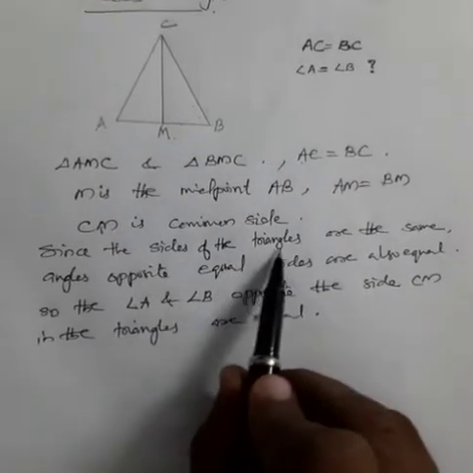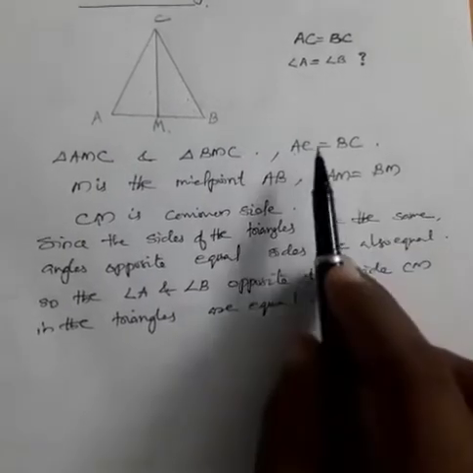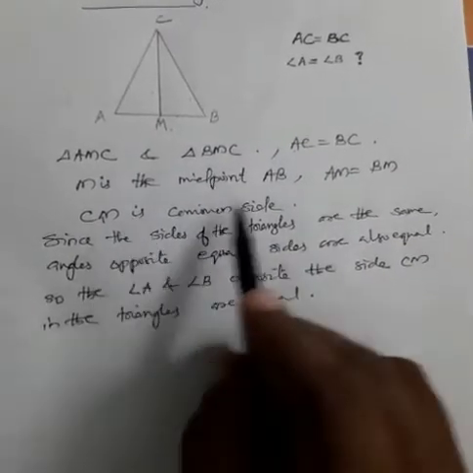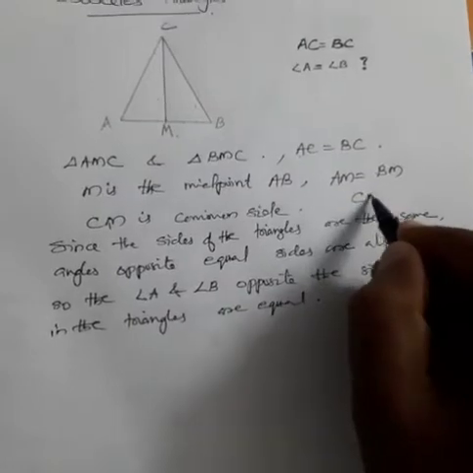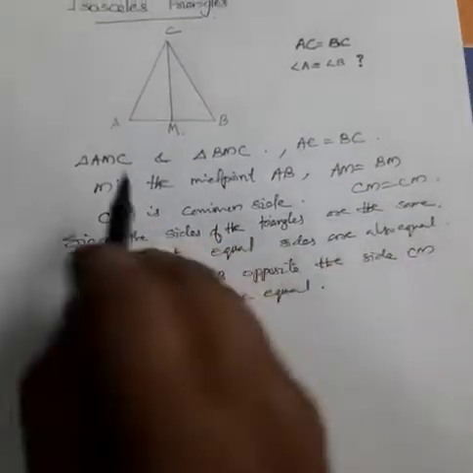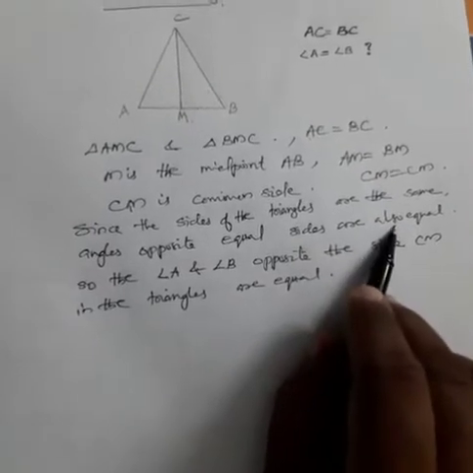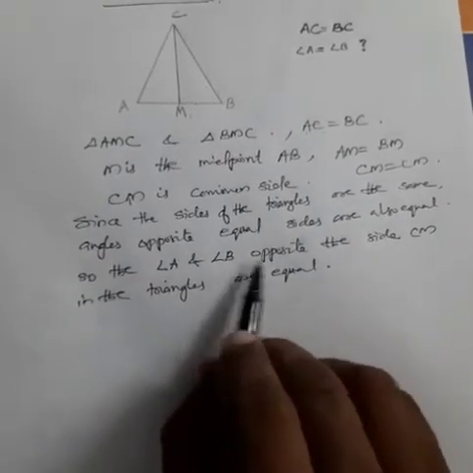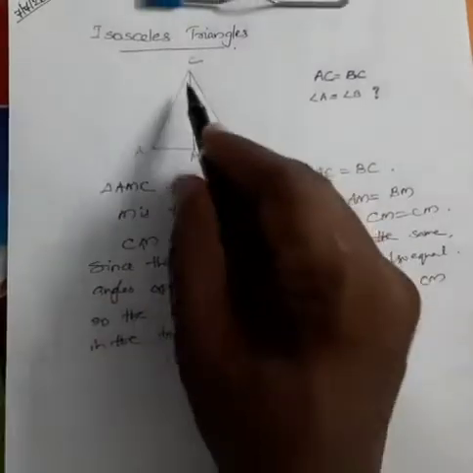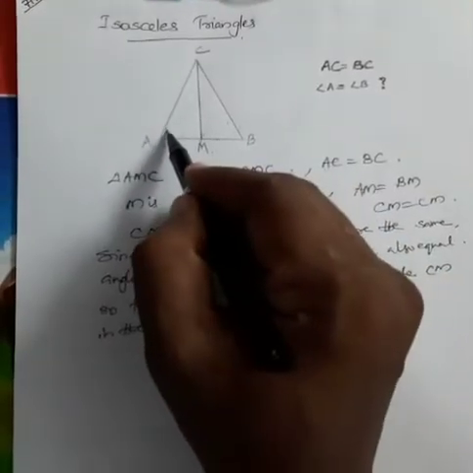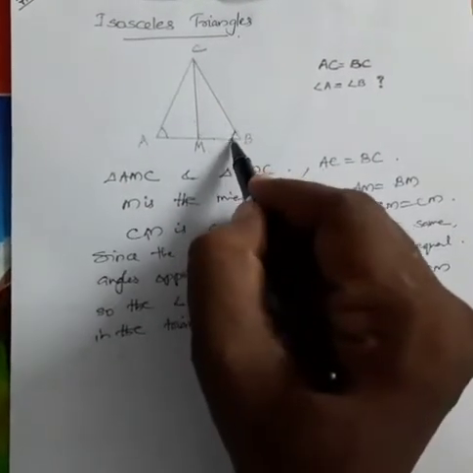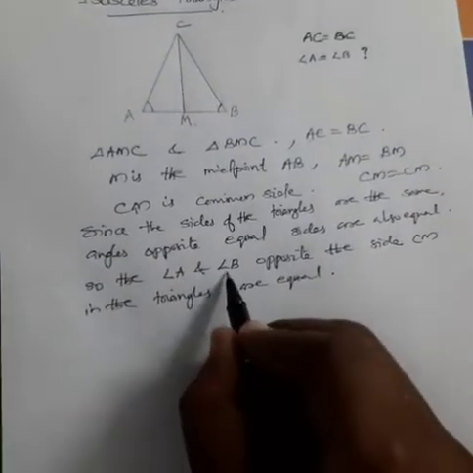Since the sides of the triangles are the same, and CM is common for both, that is CM is equal to CM, and angles opposite to equal sides are also equal. So angle A and angle B, opposite to the side CM, are equal. The angle A, opposite of CM, is angle B. So both angles are equal.